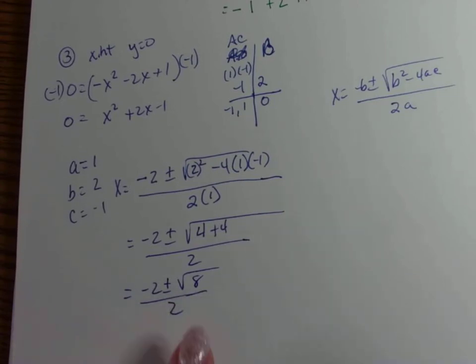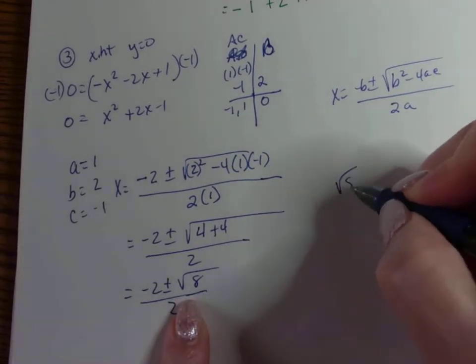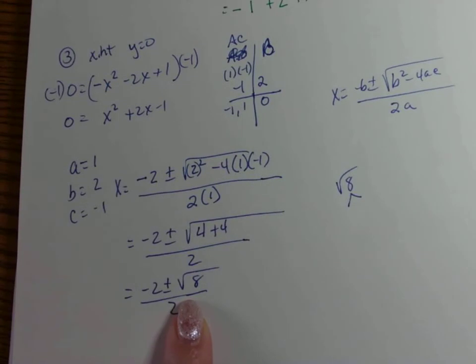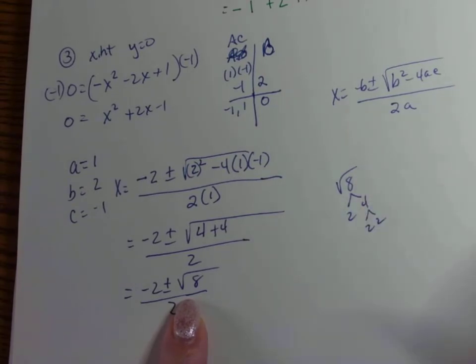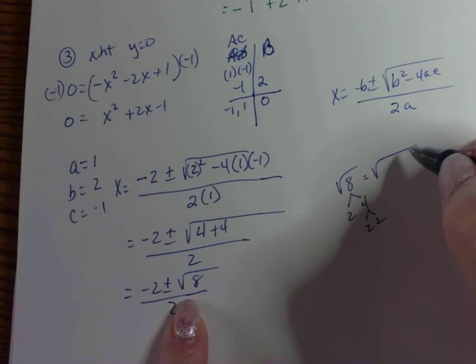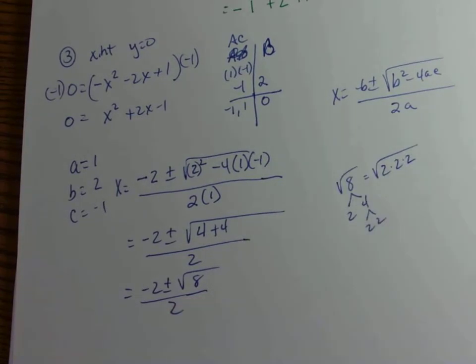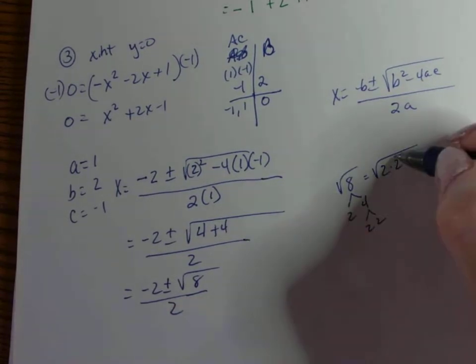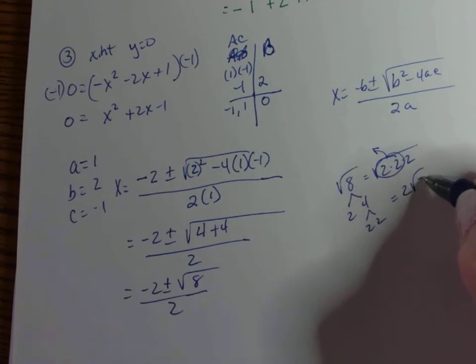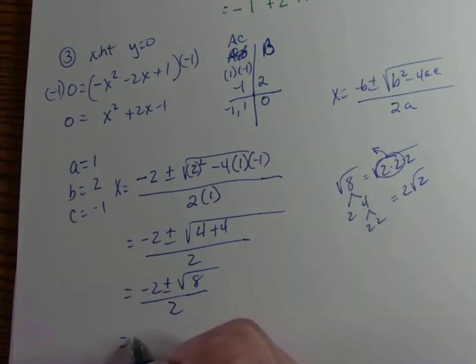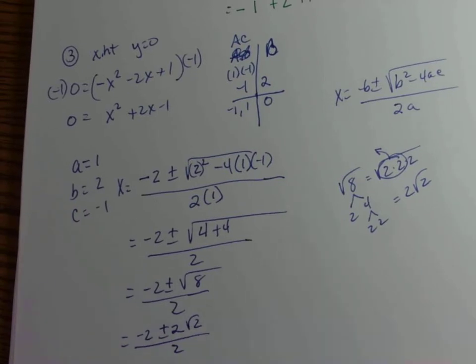And I can go reduce the radical of 8. Square root of 8, I'm going to break it down into the prime factorization. So 2 times 4 and then 2 times 2. So 2 times 2 times 2. I'm looking for groups of 2 because it's the square root. And I can bring out a matching set, which will get me 2 square roots of 2. -2 plus or minus 2 square roots of 2 all over 2.